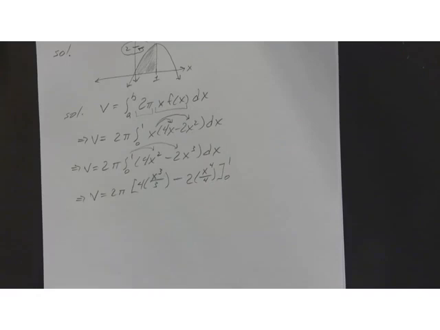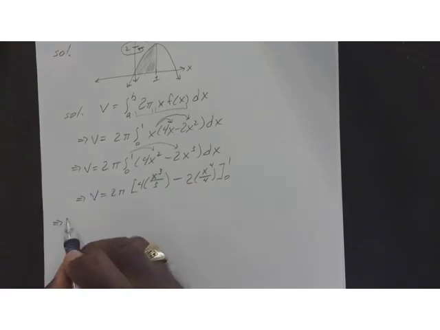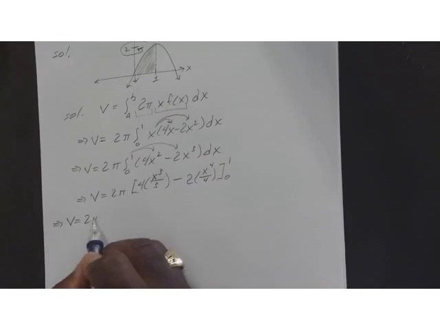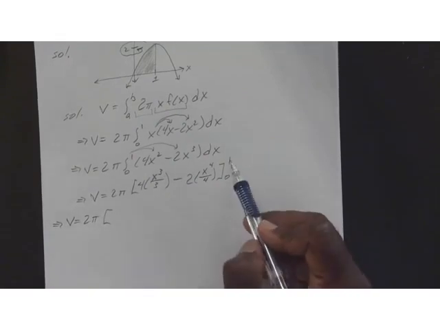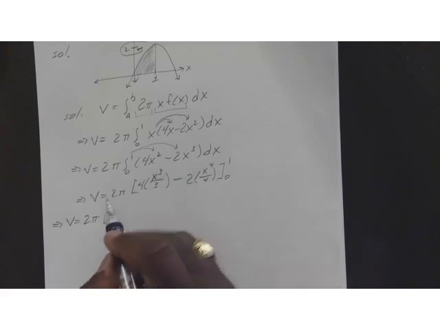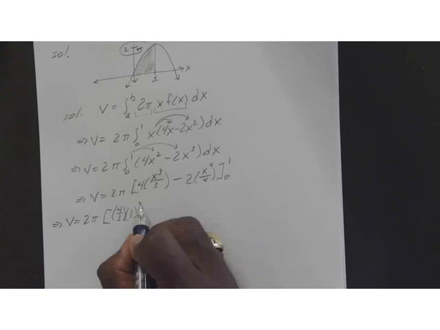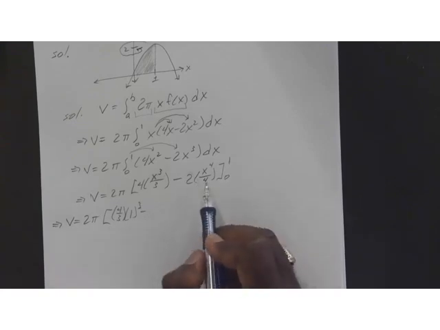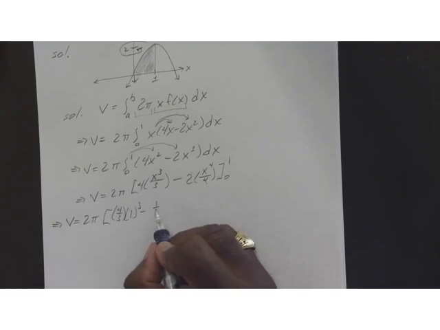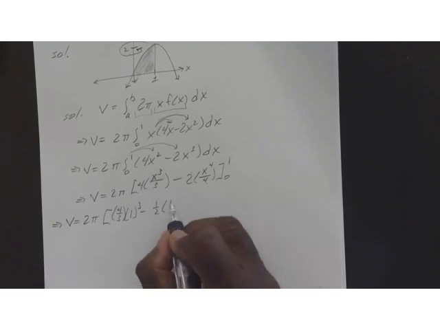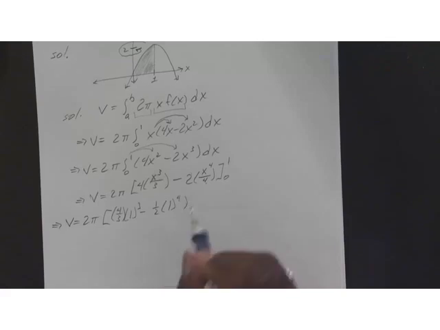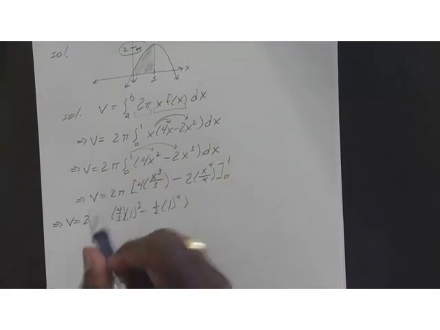So if we go ahead and apply the fundamental theorem, our volume would equal 2 pi times, we plug in our upper bound. So that gives us 4 over 3 times 1 to the third power, minus 2/4, so we can just make that 1/2 times x to the fourth power. So that's 1 to the fourth power. Make a little room for my closing parenthesis. Here we go.